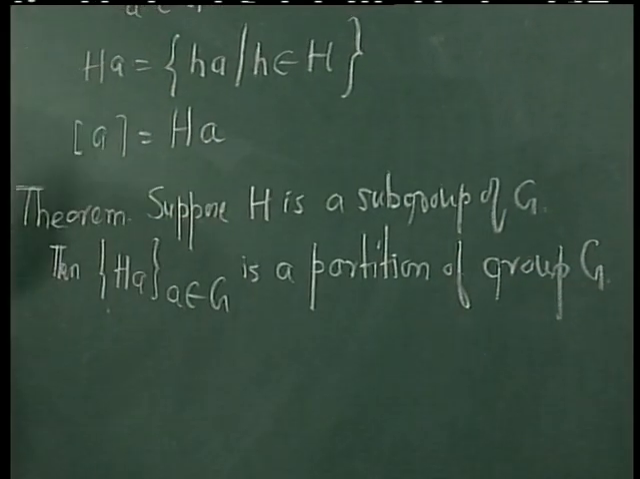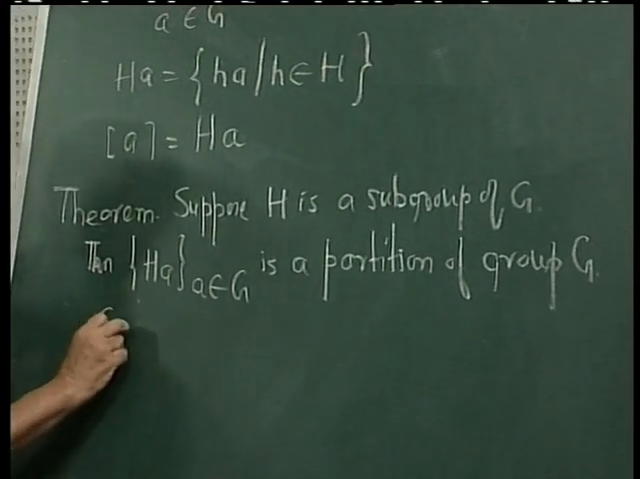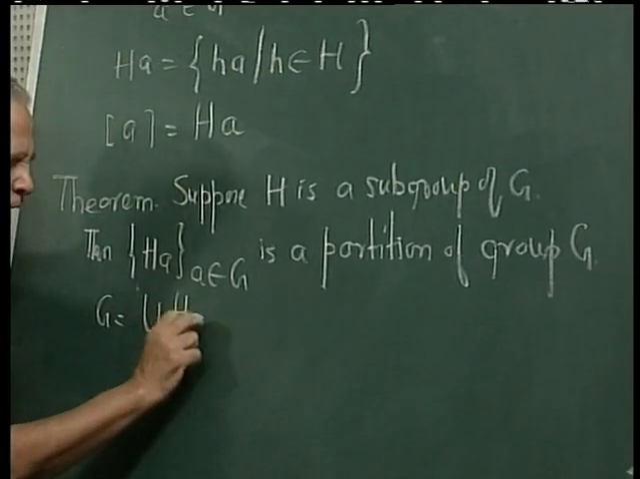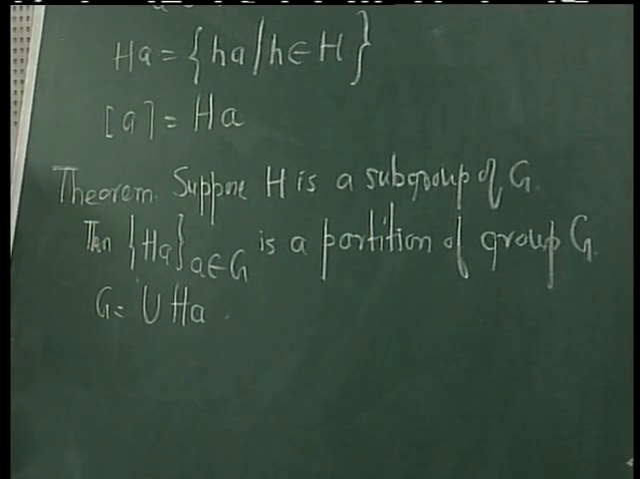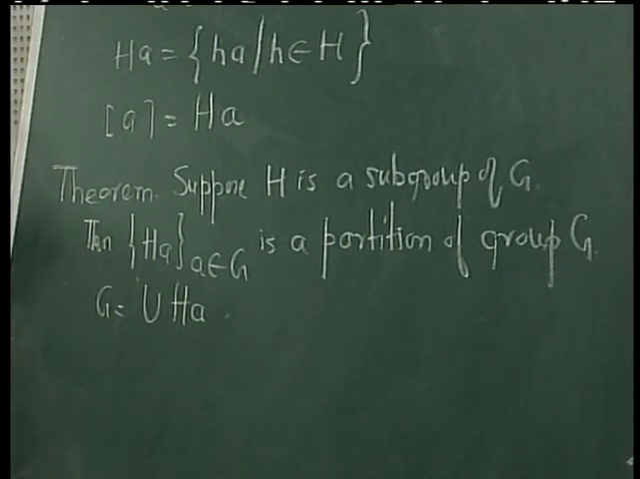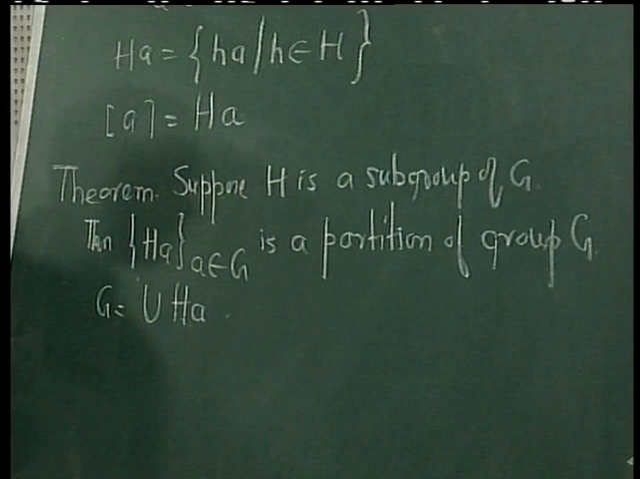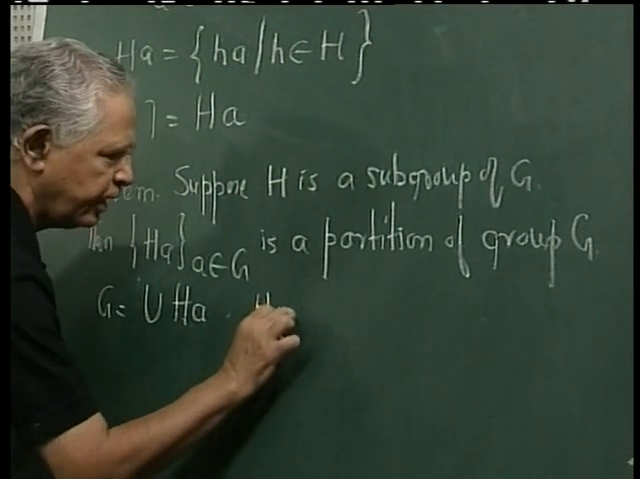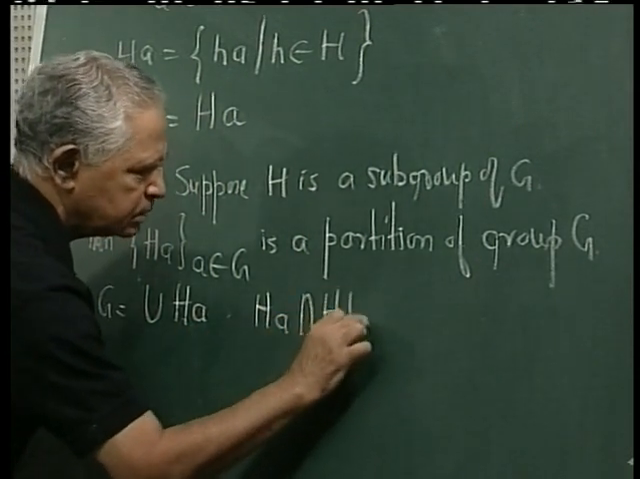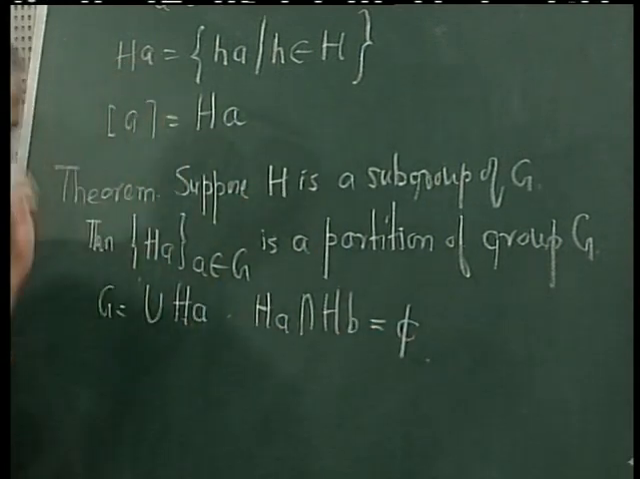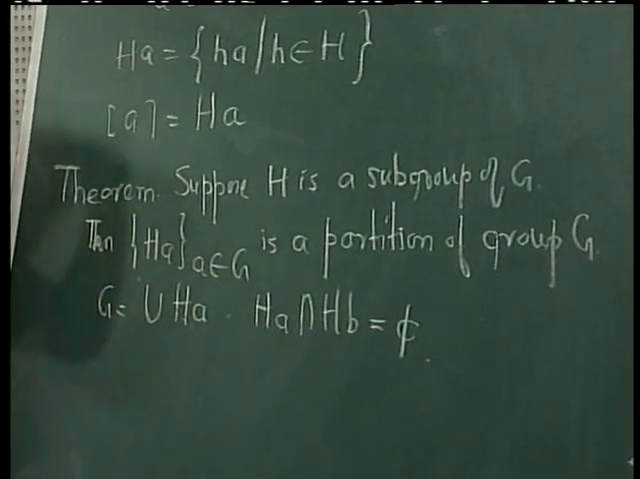That means that G can be expressed as a union of disjoint equivalence classes. And if you take two distinct right cosets, then they are pairwise disjoint. Using this result, it is now very simple for us to prove Lagrange's theorem.